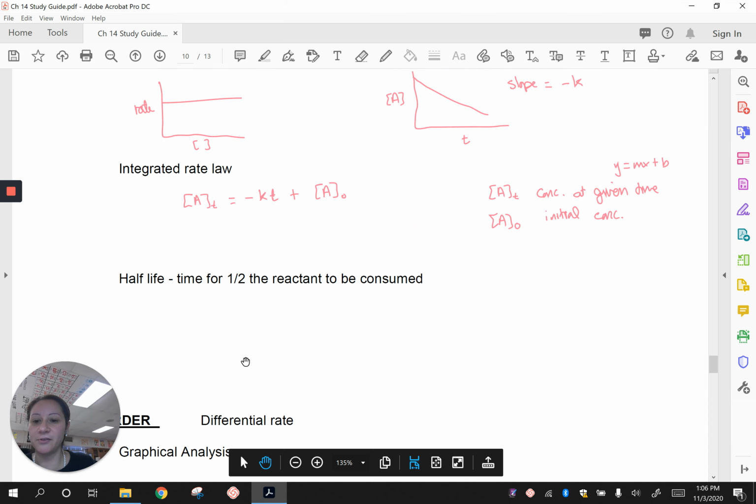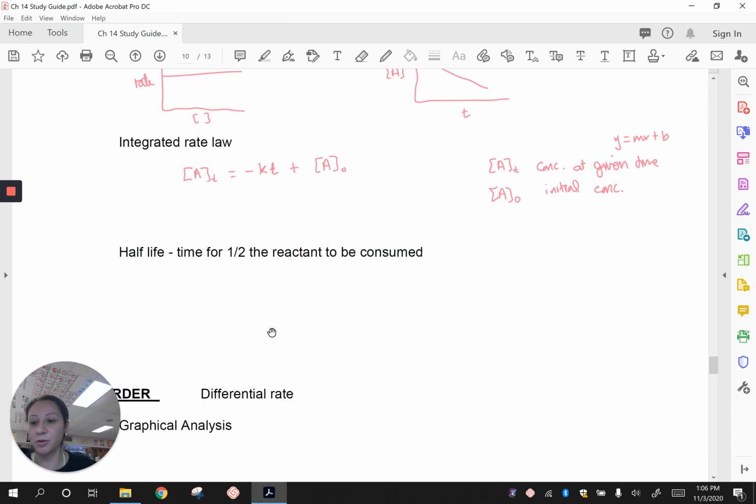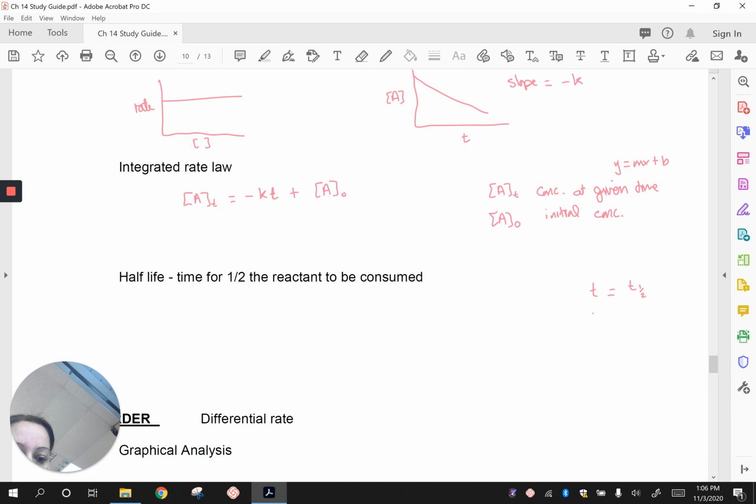Now, one more thing that we have not talked about is half-life. Half-life is the amount of time it takes for half of your reactant to be consumed, to be used and turned into products. So at half-life, we're going to call it t with a little 1/2. That means half-life. And when you've reached your half-life, your concentration is going to be half of what it was initially. So your concentration at time t is going to be your initial concentration divided by 2.